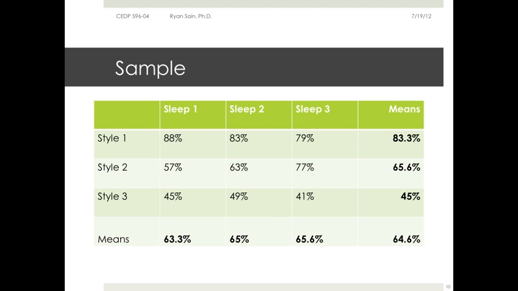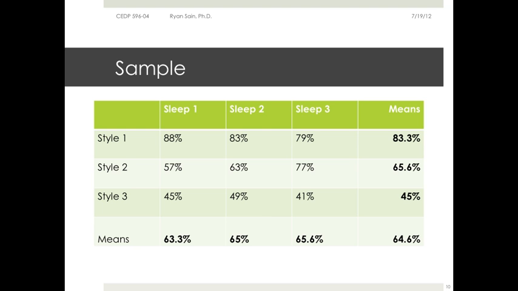But if you look across the board, as you go from sleep 1 to sleep 3, you tend to get an increase in your test score, and as you go from teaching style 1 to teaching style 3, it tends to decrease. But notice there were those weird little fluctuations in terms of the patterns. For style 1, across sleep 1, sleep 2, sleep 3, it's always decreasing. Style 2 is increasing across those conditions, and then style 3 is increasing and decreasing. It's kind of just going all over the show.